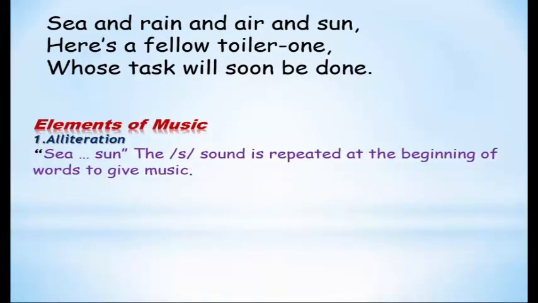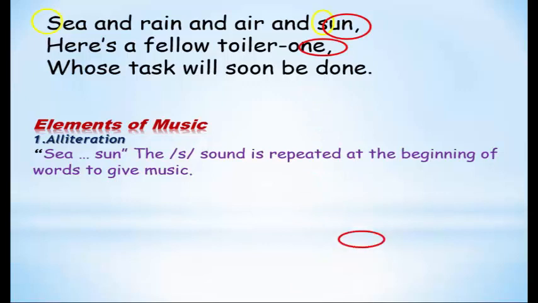Let's continue figures of speech of this stanza. We have elements of music. We have "sea," "sun." We have alliteration here. The "s" sound is repeated at the beginning of the words to give music.